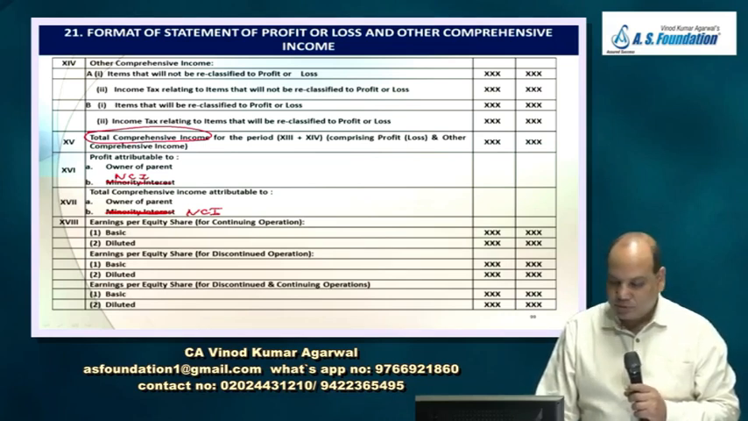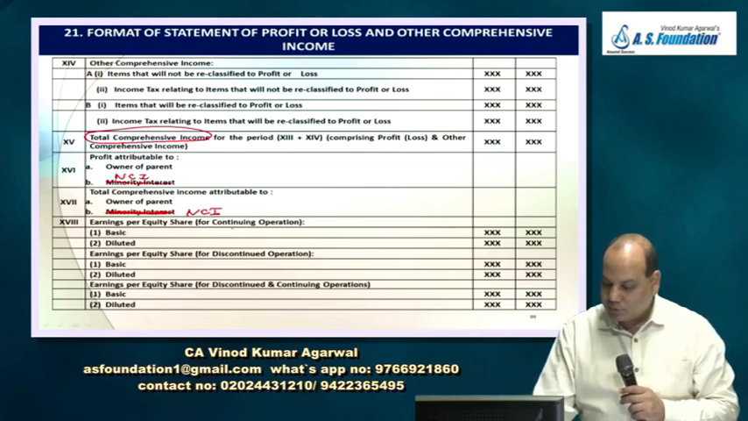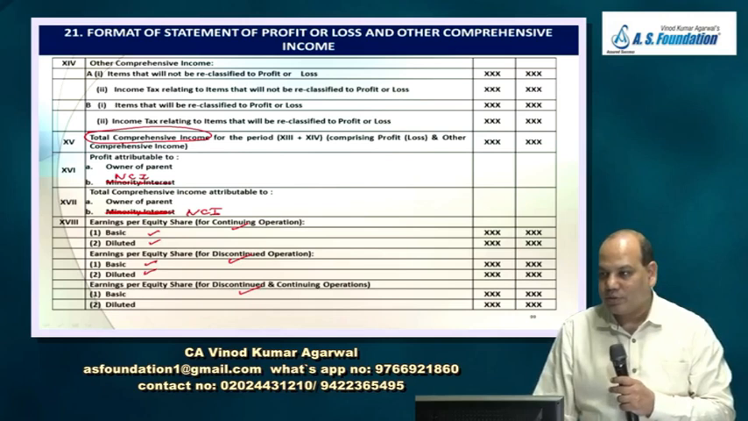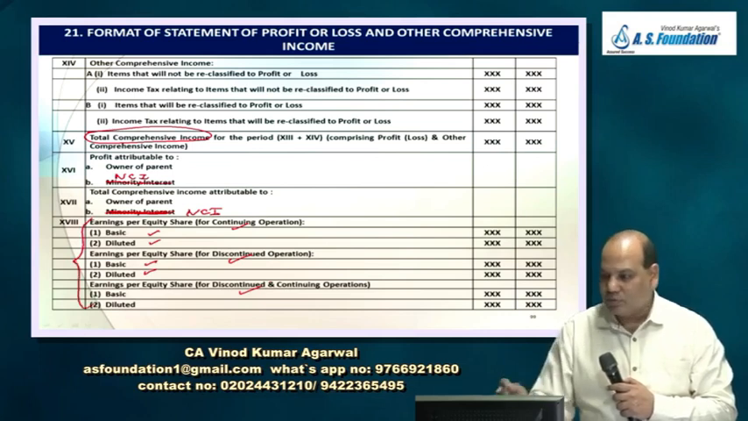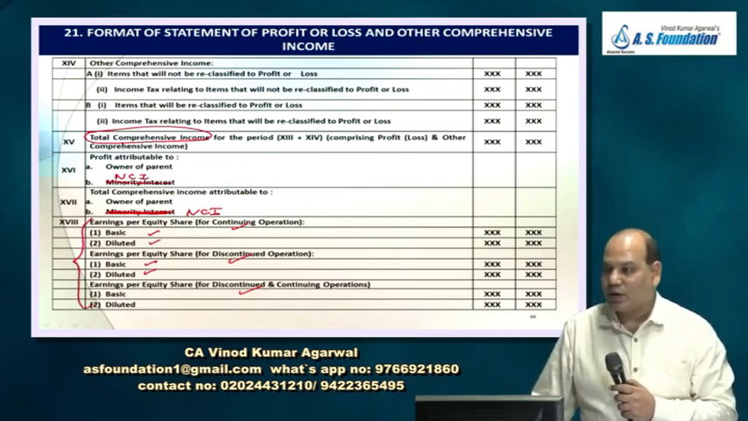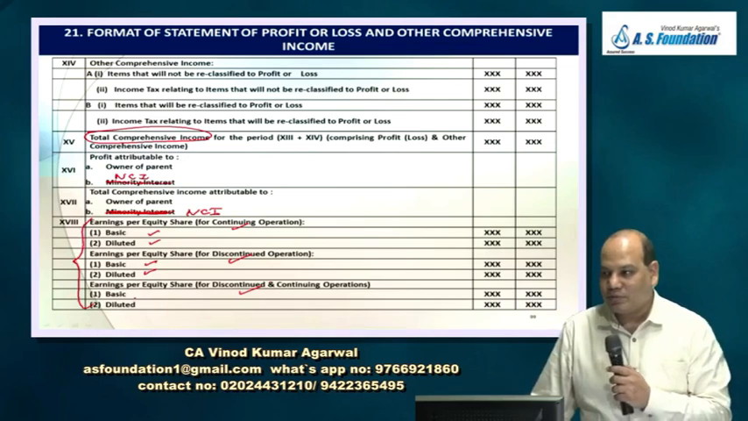and then you could disclose earning per share. Earning per share for continuing operation divided into basic and diluted, discontinued operation divided into basic and diluted, and for both continuing and discontinued operation divided into basic and diluted. So this we will cover in discussion in a separate full standard called earning per share.